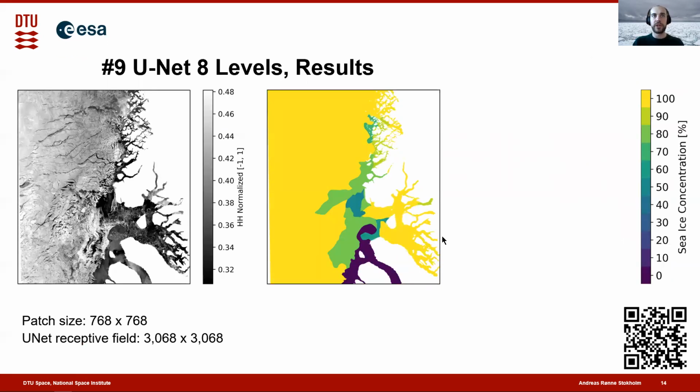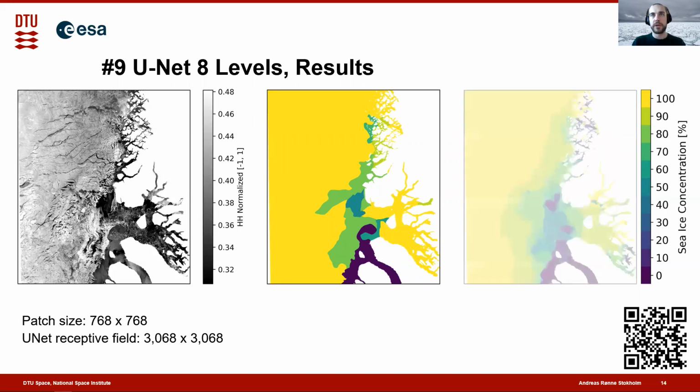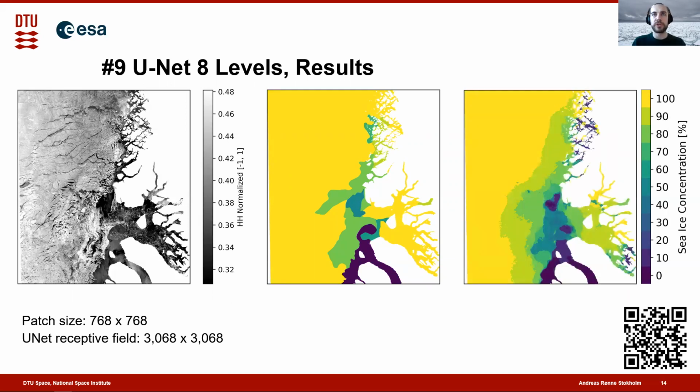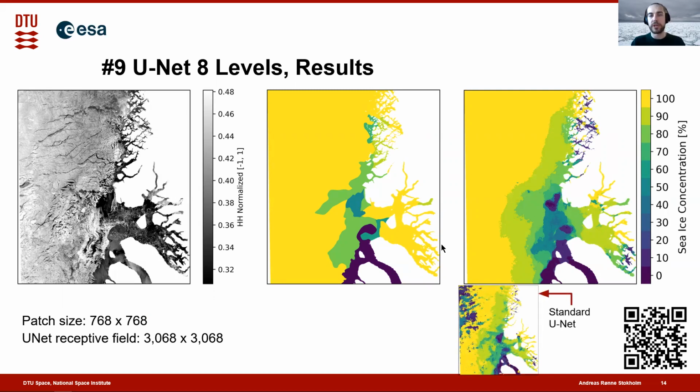Finally, we show the 8-level U-Net with a receptive field of 3000 pixels. Here, the resemblance to the reference ice chart is very strong. This is compared to the standard U-Net model trained on the SAR noise correction here.